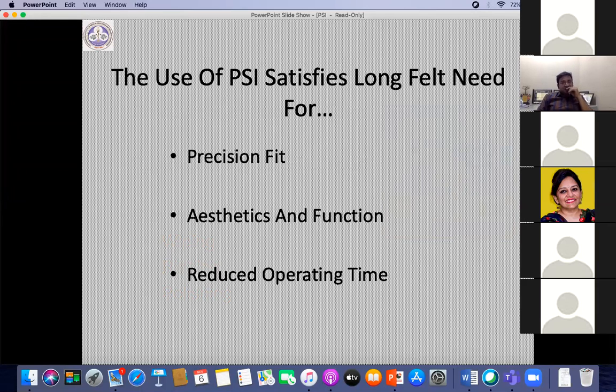So the use of PSI satisfies a long felt need for precision fit because it mirror images the normal side to the affected side. Aesthetics and function, right? And reduced operating time. We don't have to bend the implants. We don't have to bend the orbital floor meshes or reconstruction plates. We just have to put it there and screw it in the normal recipient bed.